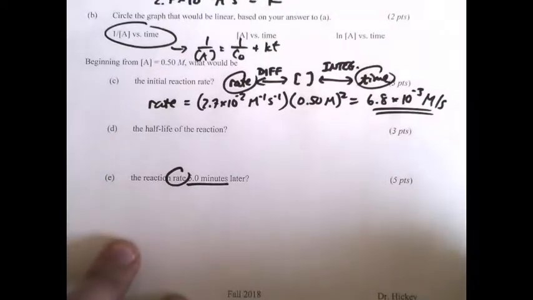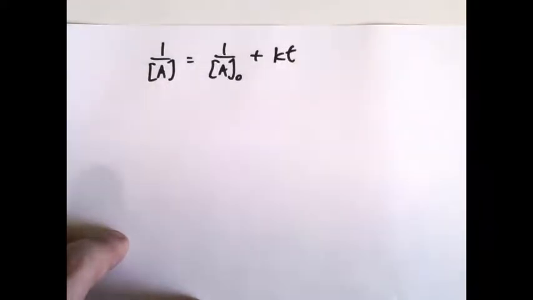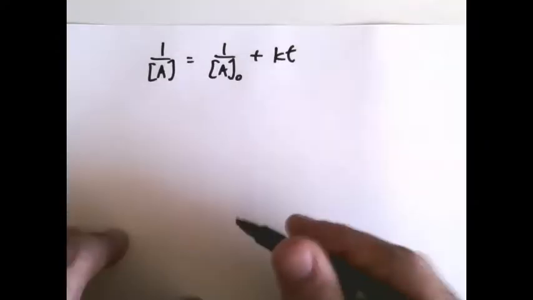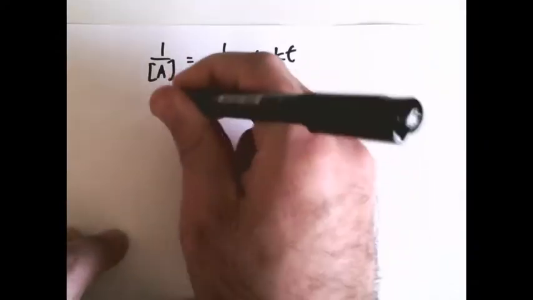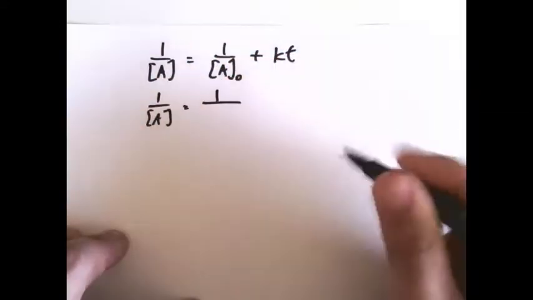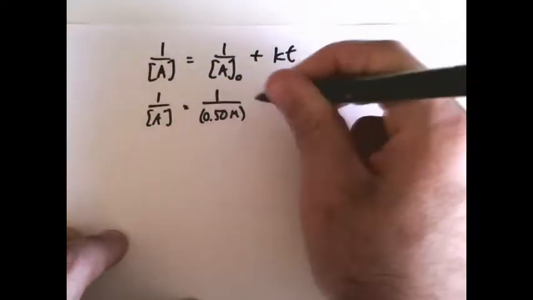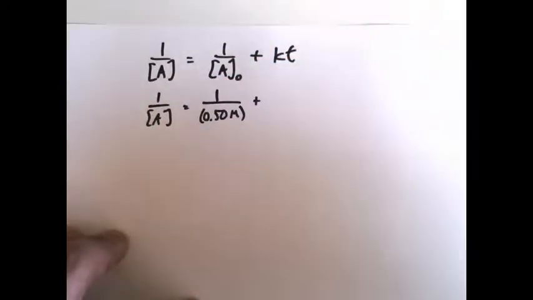I'm going to grab a new piece of paper so I don't have to write too tiny. Since we're dealing with second-order reaction kinetics, the first thing I'm going to do is deal with the integrated rate law, because I've got the time. What I don't have right now is an actual rate or a concentration at that time. But I can get it from here. I can make that connection. Because 1 over A is going to be equal to 1 over the initial A, which we saw was 0.50 molar, plus K times the time.